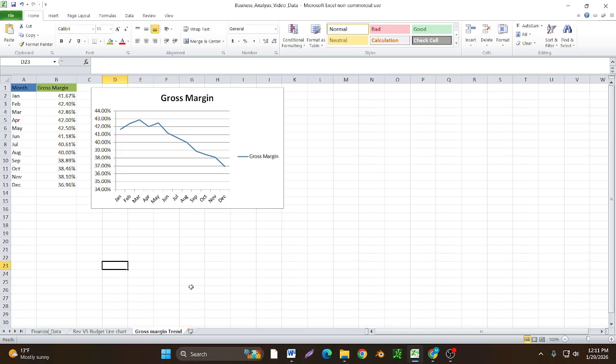Revenue growth alone doesn't tell us if a company is healthy. If gross margin is declining while revenue is growing, that could mean the company is discounting products or facing supplier cost increases. That type of pattern is exactly what finance teams flag early.